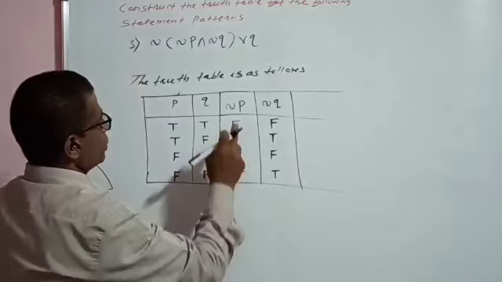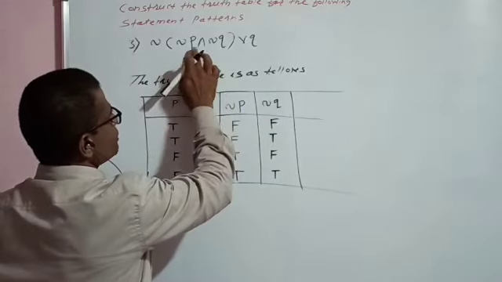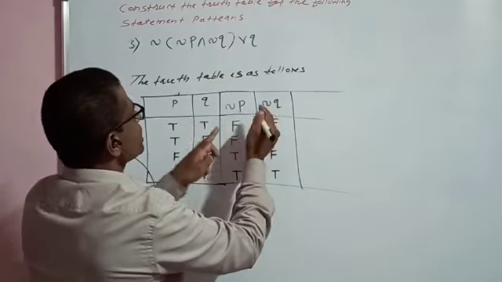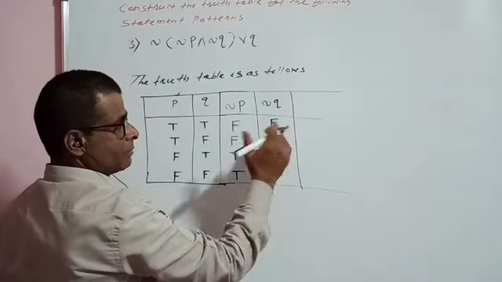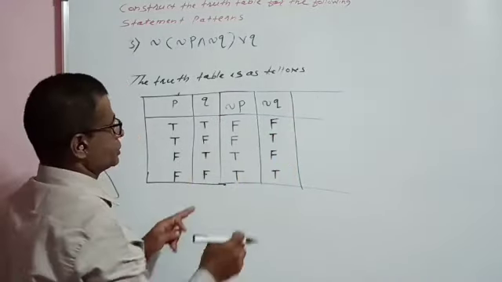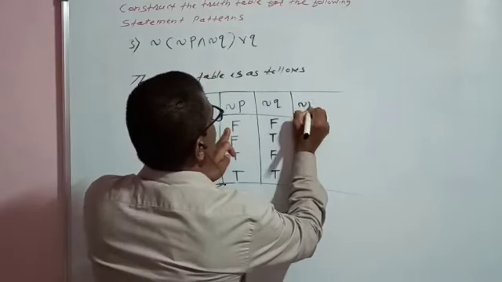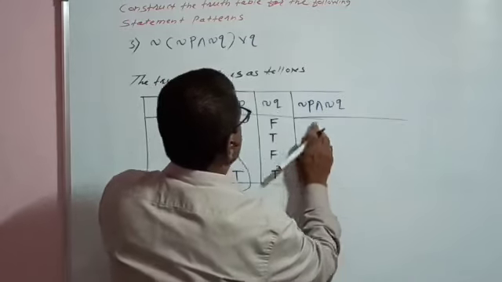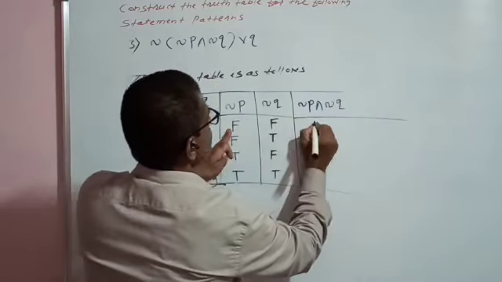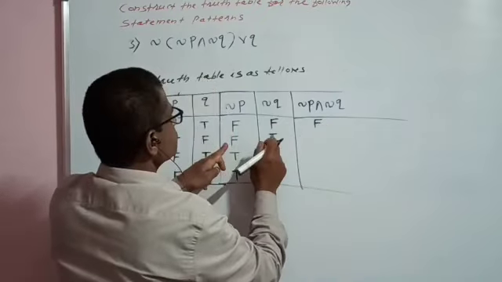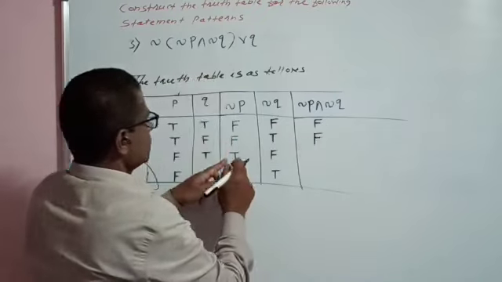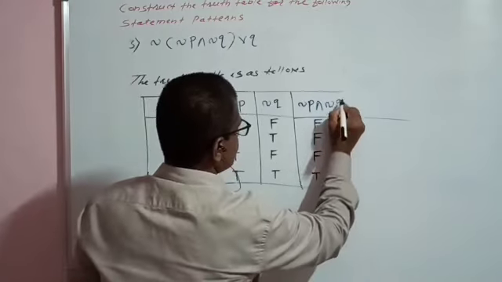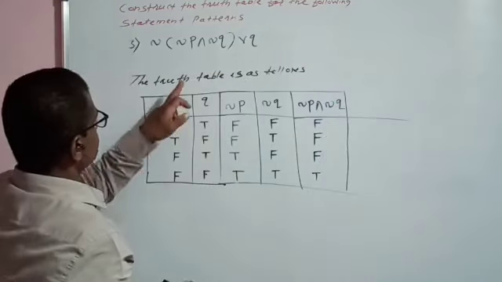So then you have to take the conjunction between negation of P and negation of Q. So this is negation of P, this is negation of Q. In between these two, you have to take the conjunction. The conjunction is true only when both are true, and it is false in all other cases. So F conjunction F is false. F conjunction T is also false. T conjunction F is false. T conjunction T is what? T.